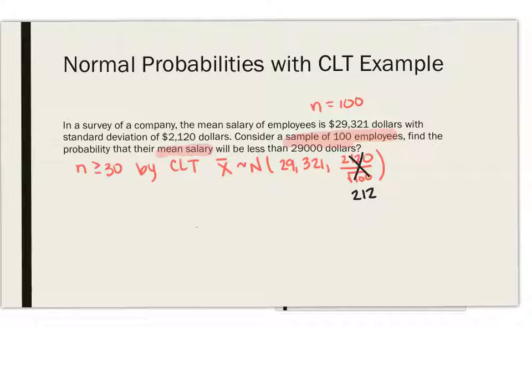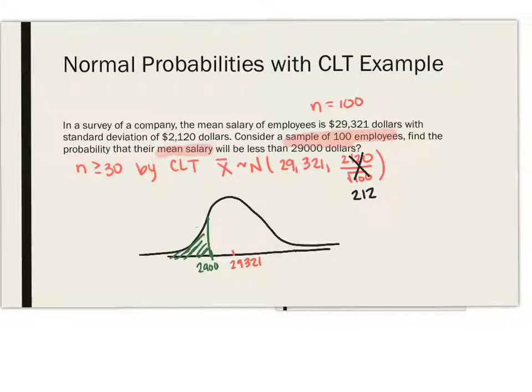And now we've solved problems where we found probabilities from normal curves. And we know this is a normal curve because the central limit theorem tells us it's going to be approximately normal. So we're going to draw a normal curve. And at the center of this curve sits what value? Well, it sits the mean, which is 29,321. They ask about the 100 employees having a mean of less than 29,000. So less than 29,000 is to the left of this value, sitting here. And less than would be shaded this way.